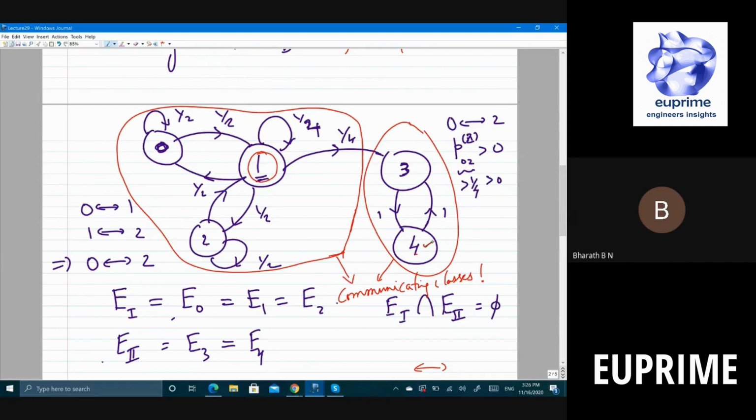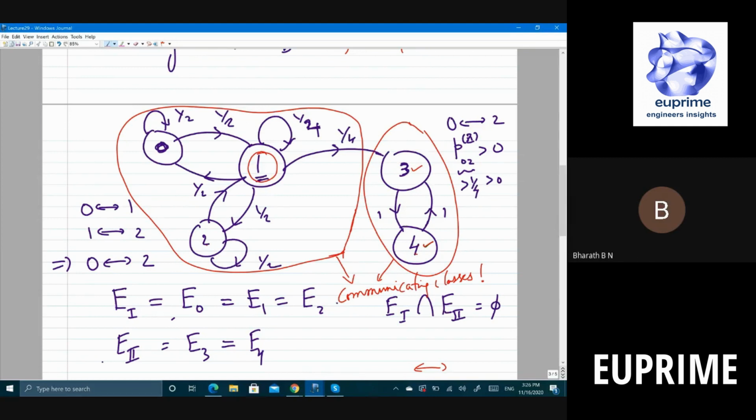See, what can you say about 3 and 4? They belong to one class, right? That is very clear. Are 3 and 4 recurrent by definition? See, if 3 can communicate with 4, that implies 4 can communicate with 3. So they can go back and forth, right? So now these two are definitely recurrent.